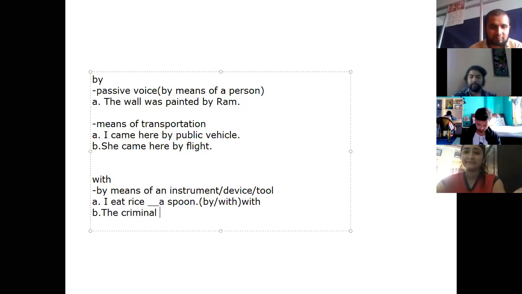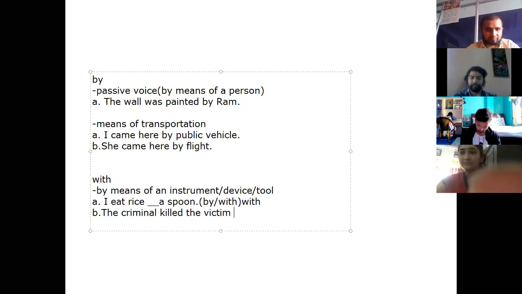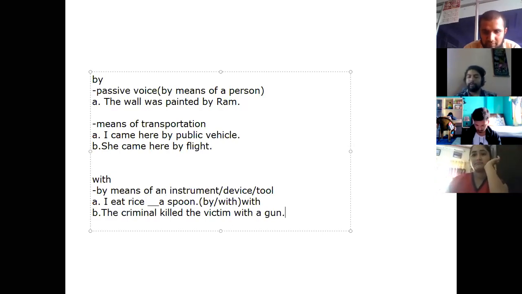So here, spoon being a device, you use with. Being a tool or an instrument, I eat rice with a spoon. Do you remember our childhood days when mom used to charge us with a broom? It is not mom used to charge me by broom, right? With broom. The criminal killed the victim with a gun, with a knife, not by a knife. The terrorist injured the civilians with an AK-47. Not by, with a gun, with a knife. If it is a device or a tool, then use with. All right, so this is for with.